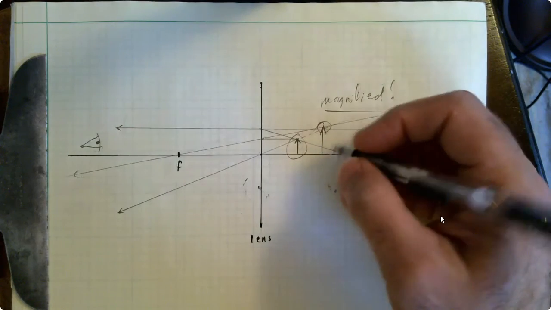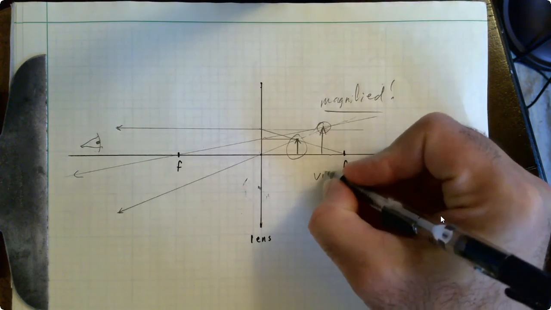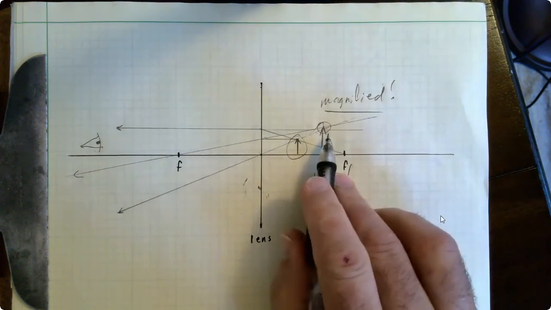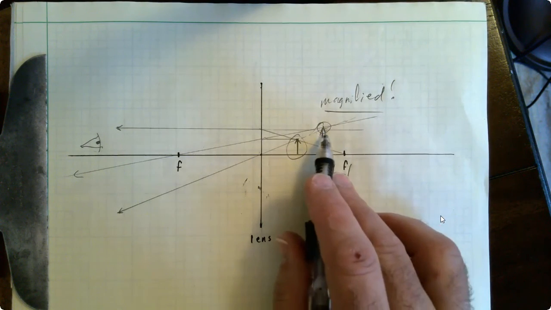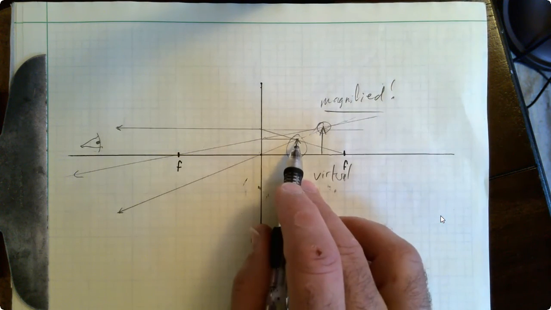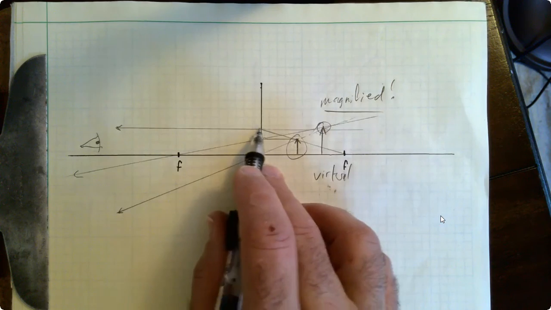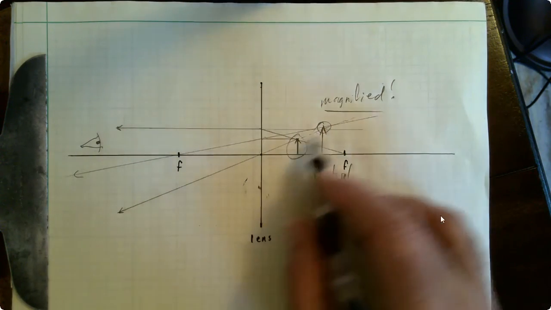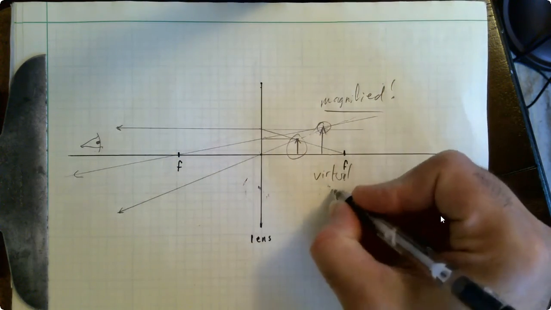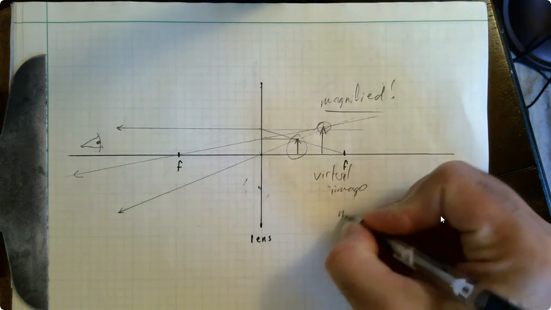But we wind up with a virtual image, because the light does not actually pass through this point. It just appears to be coming from this point. The light actually goes from the object through the lens and appears to be coming from farther back. So this is a virtual image, but it does magnify.